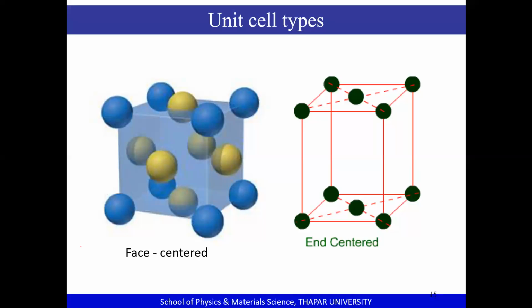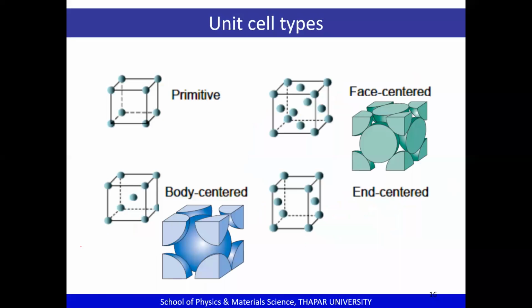Any doubt up to this point? Okay, I guess no. So in summary, what we have is a primitive unit cell, which is simple, and 3 non-primitive unit cells called face-centered, body-centered, and end-centered.